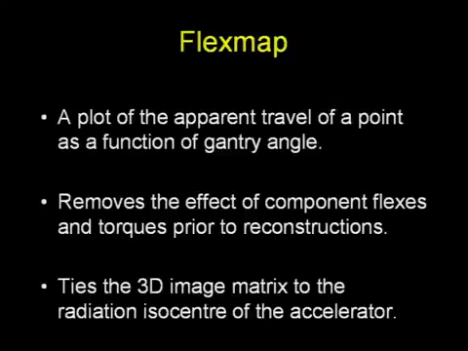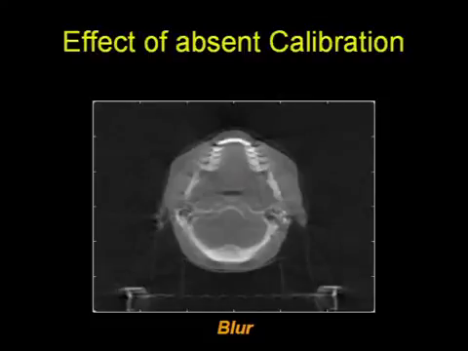So the Flexmap in the direct calibration method is a plot of the apparent travel of a point as a function of gantry angle. It removes the effect of component flexes and torques prior to reconstruction, and ties the 3D image matrix to the radiation isocenter of the accelerator. So this is an extreme example of a cone beam CT system that has not been calibrated. The system has no idea of how the system components torque and flex according to gantry angle, and therefore we get a very blurry image with translocated objects that is not particularly useful for image guidance.